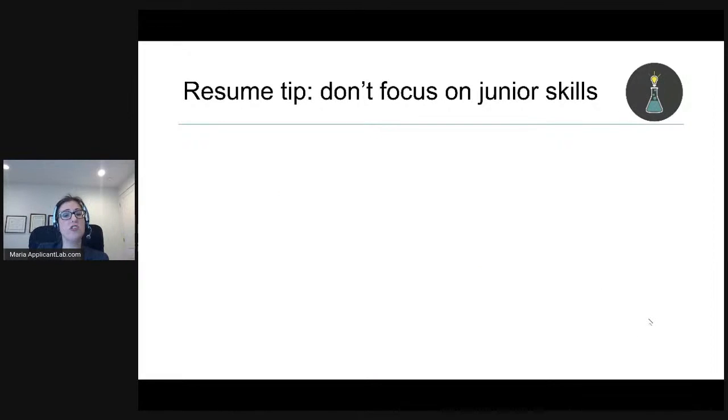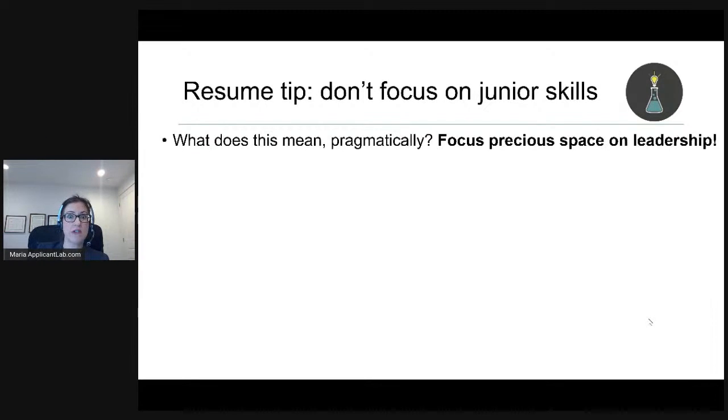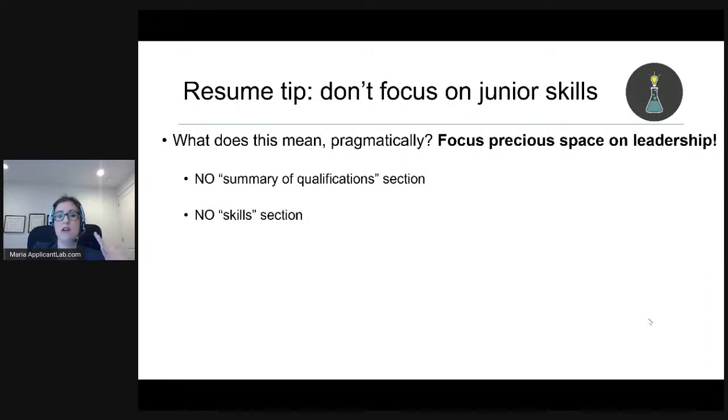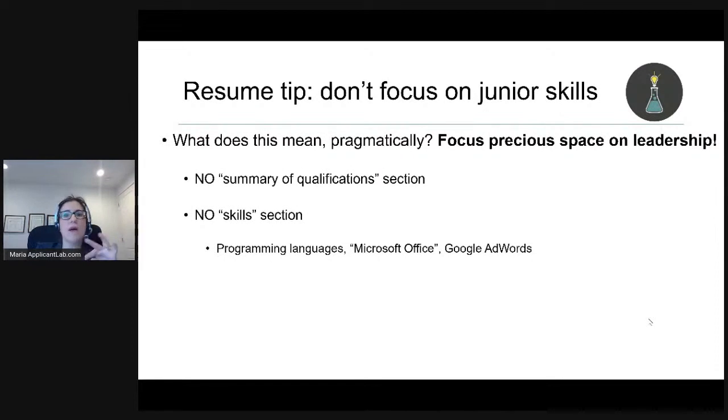So this brings us to our first concrete tip of the day. Don't focus on junior skills. So don't waste my time with a summary of qualifications section. Right? Don't say, oh, I'm an experienced coder who has whatever. I'm not hiring you to be a coder. I'm hiring you to be an executive in the future. Don't bother with a skills section. Don't list at the bottom programming languages, C++, JavaScript, Ruby on Rails. No, don't say Microsoft Office, Excel, Word, PowerPoint, or things like Google AdWords or Tableau, any of that.